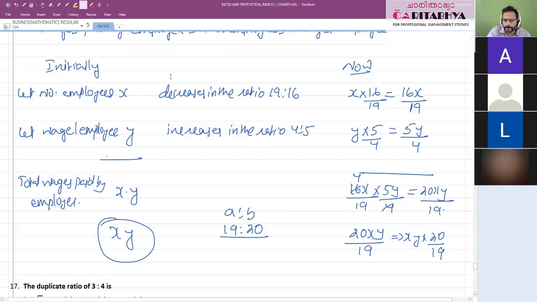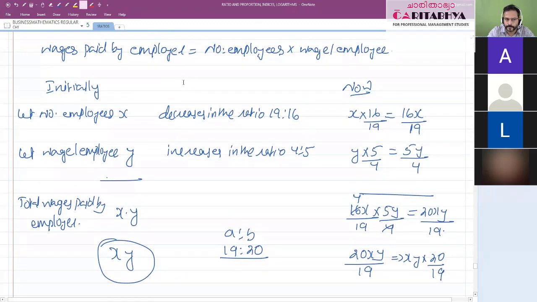Is it clear? Total wage paid by the employer is the number of employees into wage per employee. We found the initial number of employees and the present number of employees, the initial wage per employee and the present one, and then the initial and present total wages paid by the employer. The initial to now ratio is 19:20, an increasing trend: initially the total wage was 19, now it is 20. Is it clear?